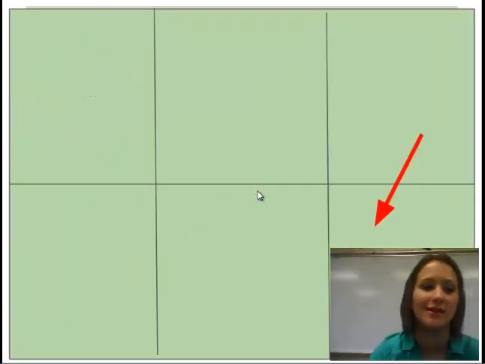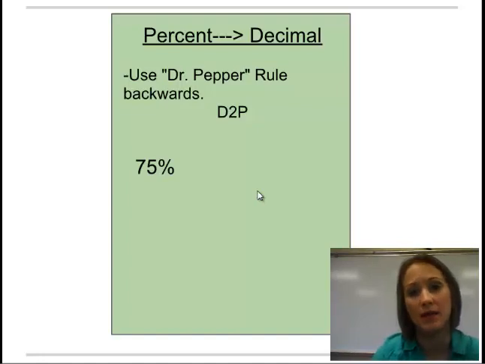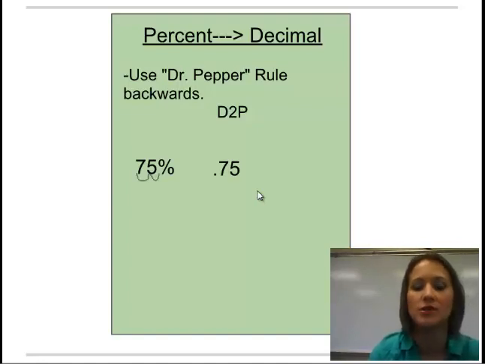We're now in the last box. Be sure to pause to write these notes. When changing a percent to a decimal, you just use the Dr. Pepper rule backwards. Since we're going from P to D and not D to P, then you're going to move the decimal 2 places to the left. So 75%. If I want to change it, I take my decimal, which is behind it, because when you don't see it, it's behind the number. Move it 2 places to the left, and I get 75 hundredths.